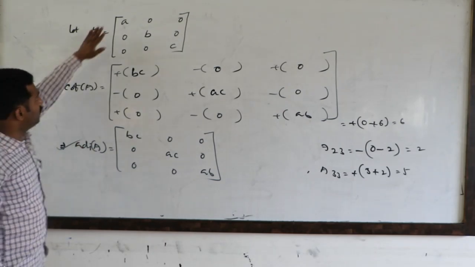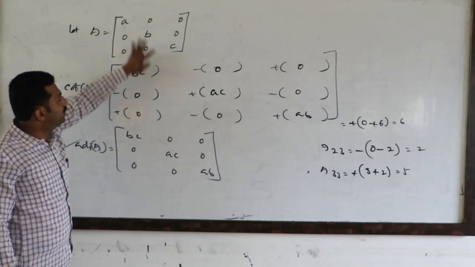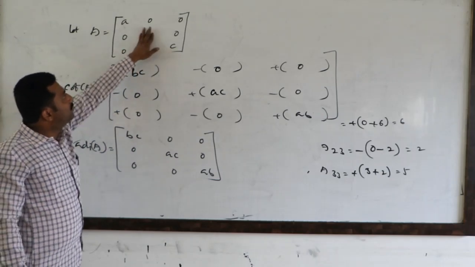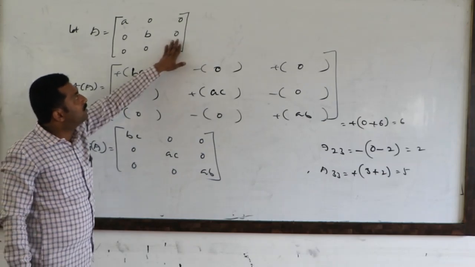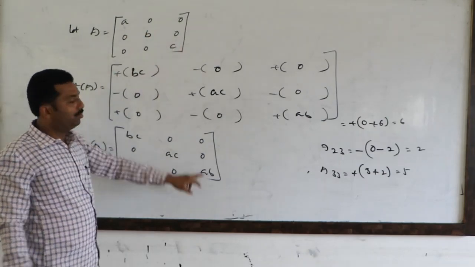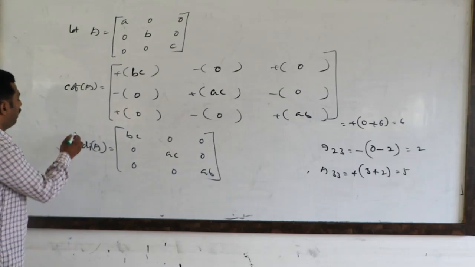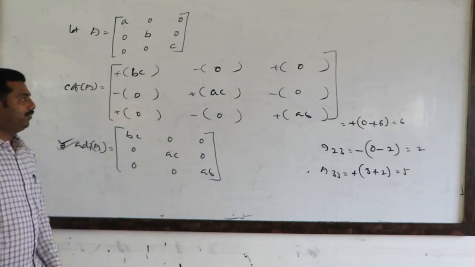Whose elements? Here A is there, you delete A, you write BC. Here B is there, you close B, remaining A C you write. Here C is there, you close C, A B you have to write. So this is how to write the adjoint of a square matrix.